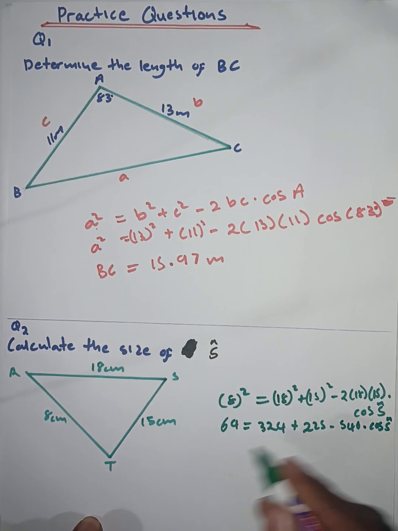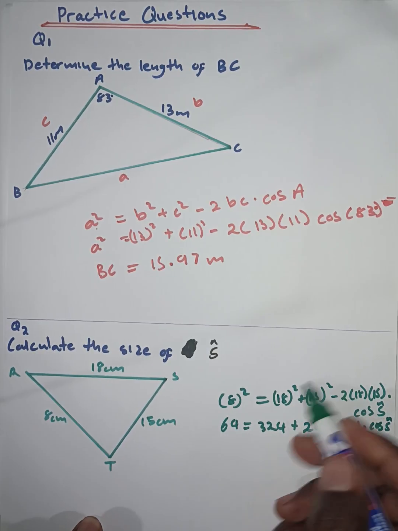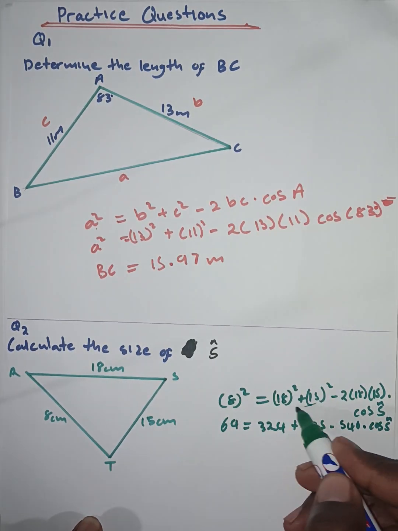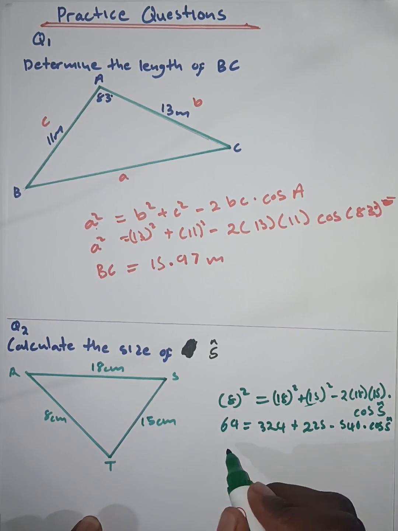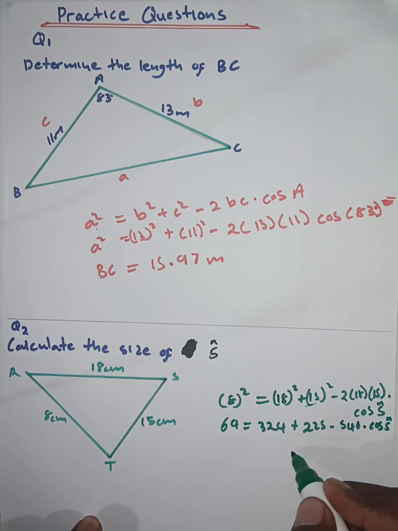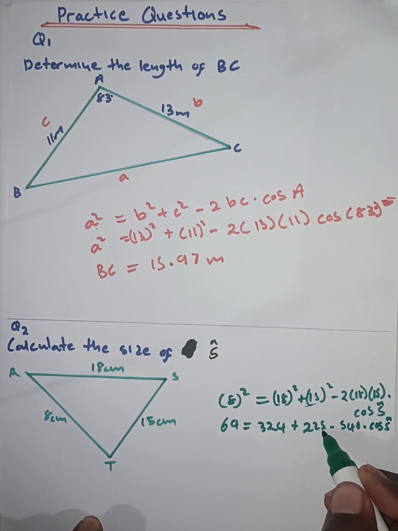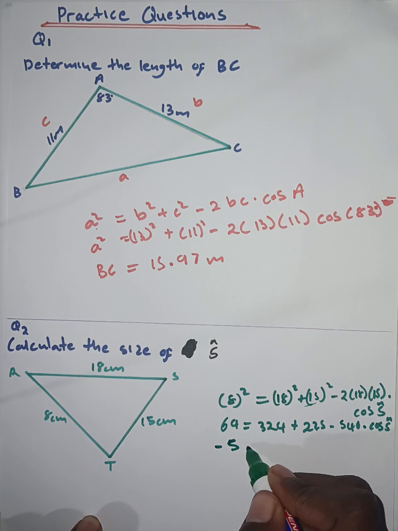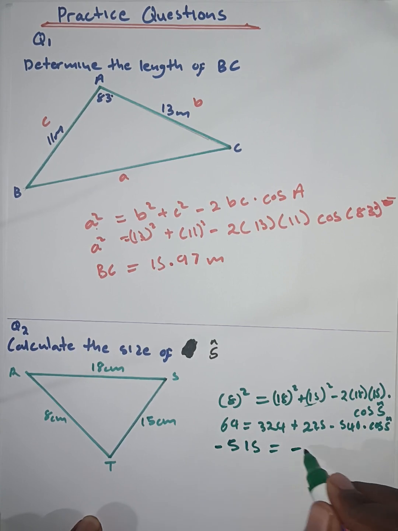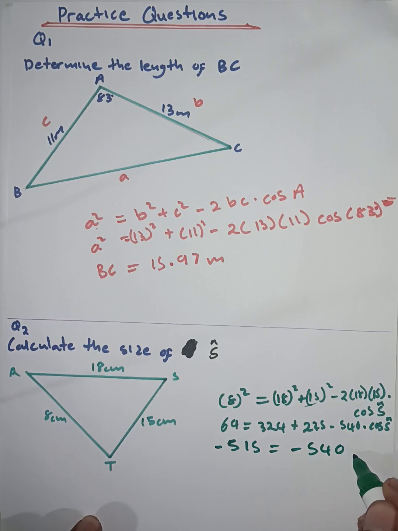Now again, you don't have to do all of that step here. From that first step you can just do the additive inverse for those two, and then you'll be left with just that. So what I'm going to do is subtract 324 and 225 on both sides, and what I will get is minus 500 and 15 equals minus 540 multiplied by cos of s.